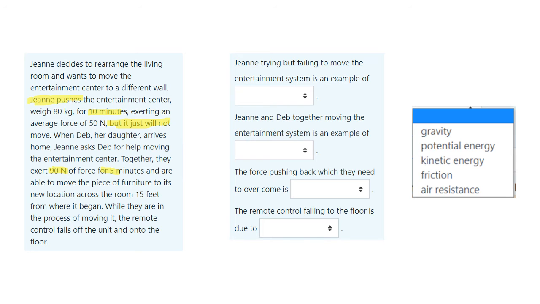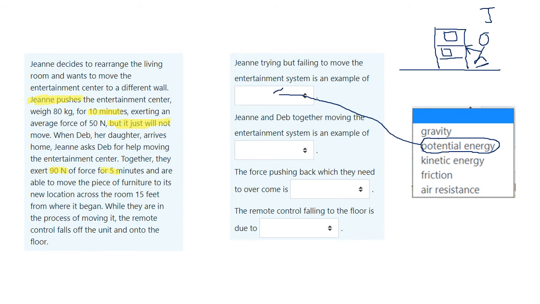And we have the same 5 options, but for 4 different sentences. So when Jean is trying but failing to move the entertainment system, this is an example of, well, look at the diagram. We have Jean and she is pushing against the entertainment system. So because of her position on the floor, she is trying to push the entertainment system. She has potential energy. She has the possibility of doing work. So this is an example of potential energy. But no work is actually done because the object is not moving.